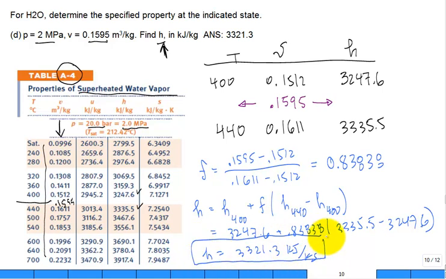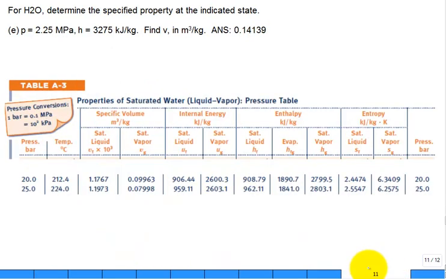There you go. So check. Let's do our last one, and this one's a little more challenging. We have pressure as our input and enthalpy as our input. Well, you check a little bit, but you're going to end up taking a look at table A3.